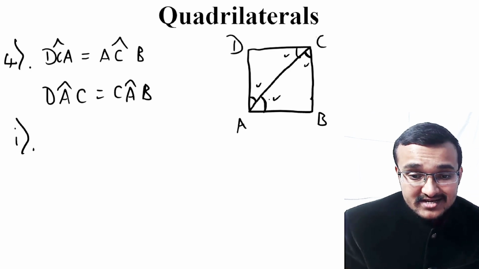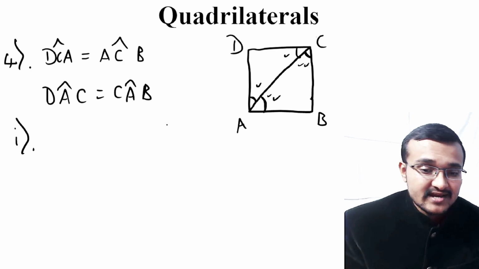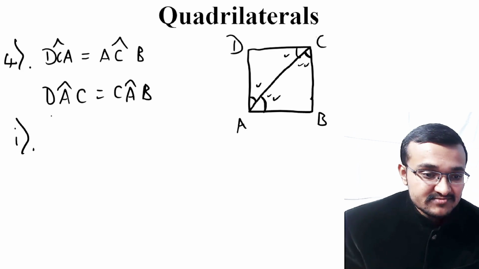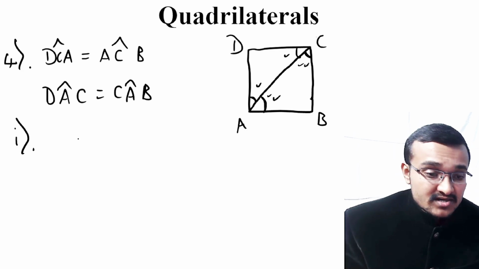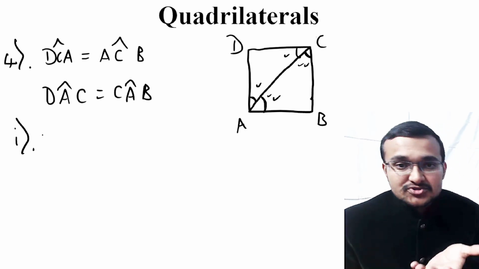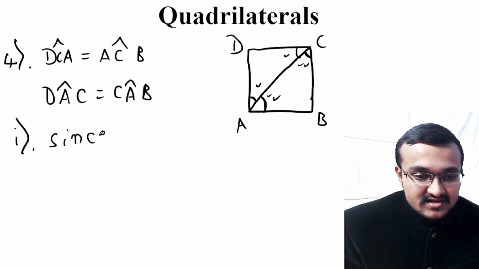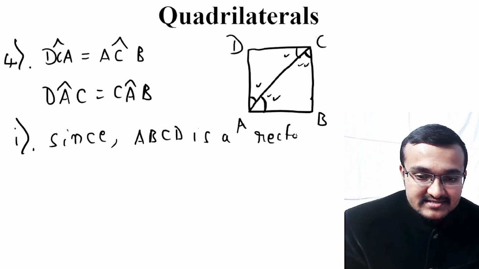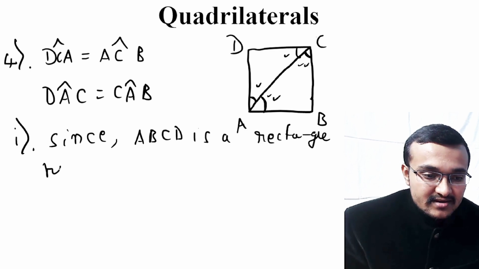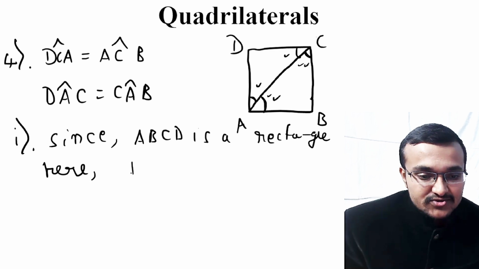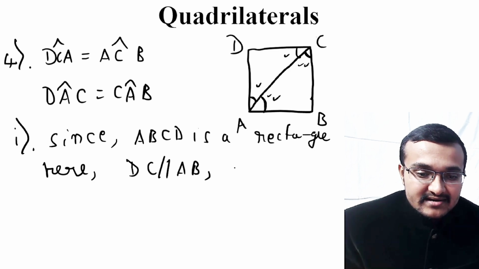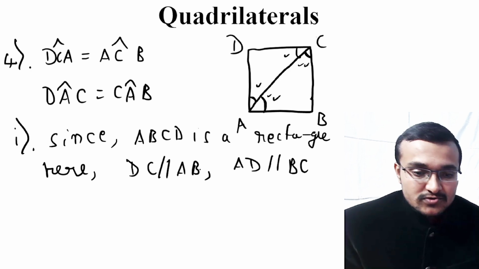So now here we need to prove that this particular angle is also equal to this particular angle. So here we have DCA is equal to ACB and DAC is equal to CAB. Since this is a rectangle, and we know that a rectangle is also a parallelogram, since ABCD is a rectangle, opposite sides will be parallel to each other. So DC is parallel to AB, and AD is parallel to BC.